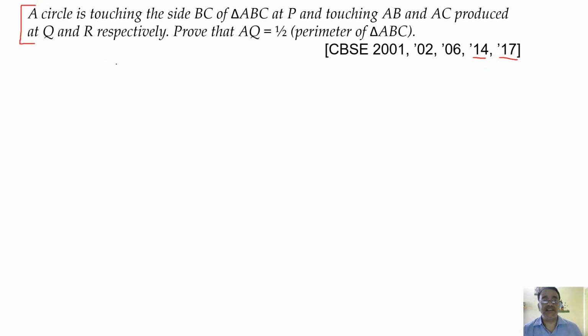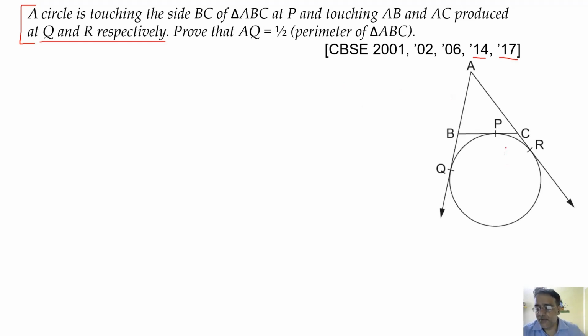A circle is touching the side BC of triangle ABC at P. Now diagram is not given. Touching AB and AC produced at Q and R respectively. Right? एक सर्कल ड्रॉ करना है, उसमें एक ट्रायंगल जो है, ट्रायंगल का जो BC है उससे टच होते हुए एक सर्कल बनाना है, राइट? उसके बाद BC को एक्सटेंड करना है और AC को एक्सटेंड करना है, राइट? So this diagram you will get.